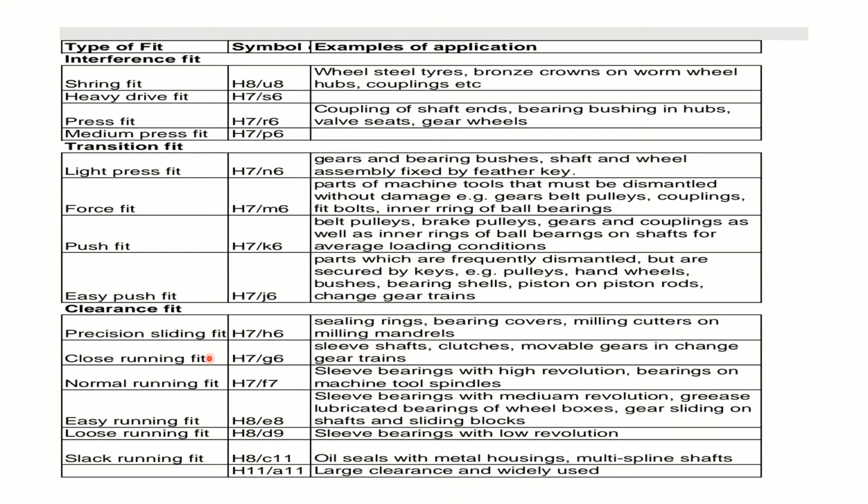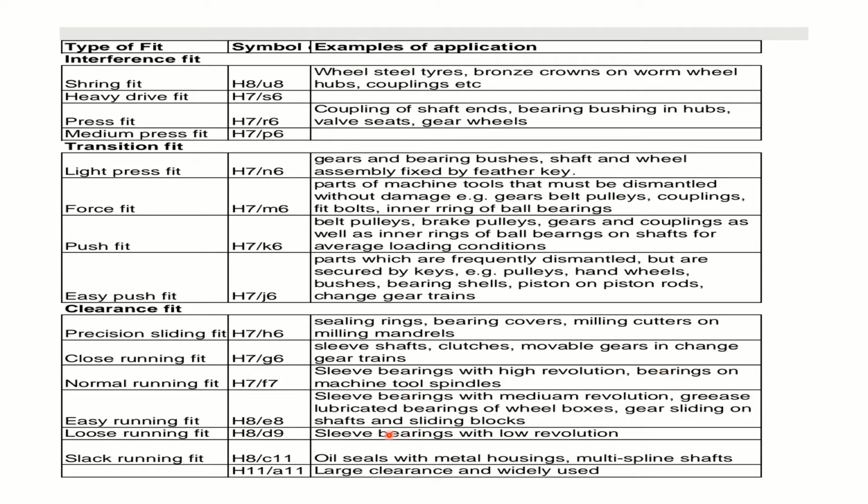Close running fits mean some noticeable play with a greater amount of clearance, seen in clutches and movable gears in chain gear trains. Normal running fit is used in bearing pairs, sometimes bearings on machine tool spindles and sleeve bearings with high revolutions. Now easy running fits, loose running fits and slack running fits. Easy running fits mean sleeves having medium revolution.